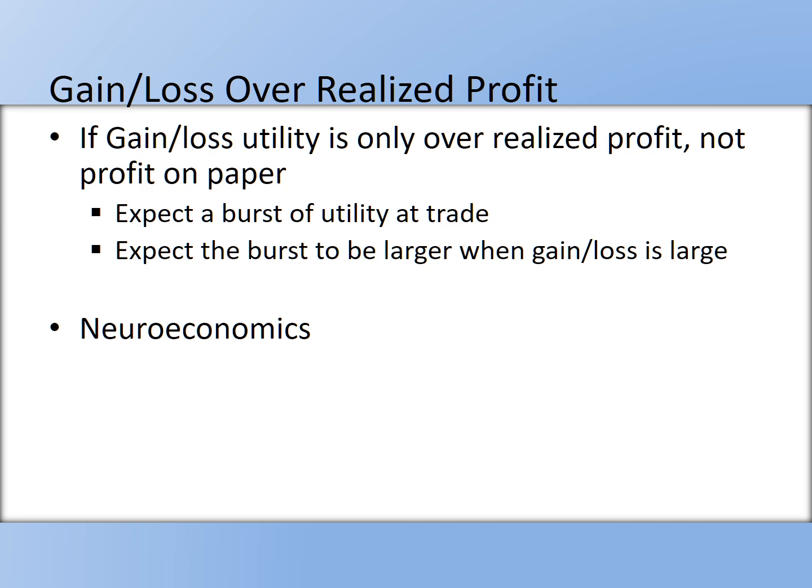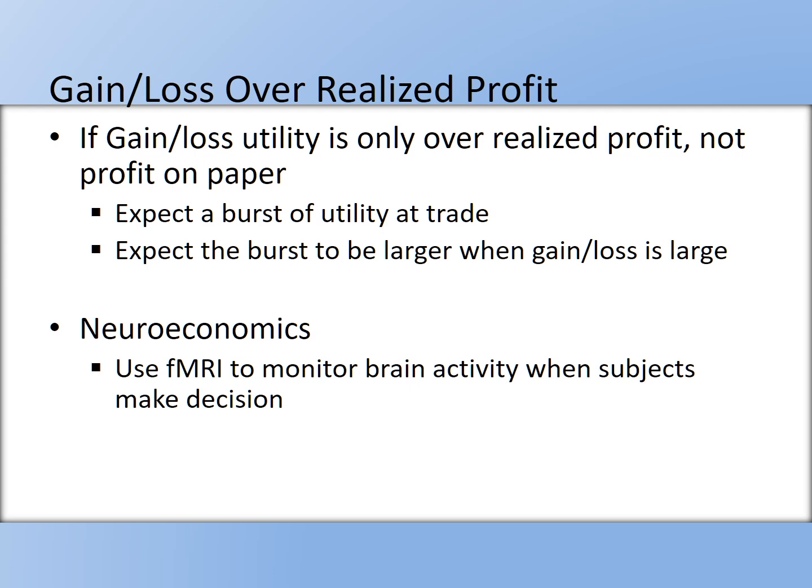And one thing that you can look at is what's happening in people's heads, literally. So you can use neuroimaging. Neuroeconomics is the area which uses fMRI to monitor brain activity when subjects make decisions. This is cutting edge because it's not something you can easily do. You need an fMRI machine, right?